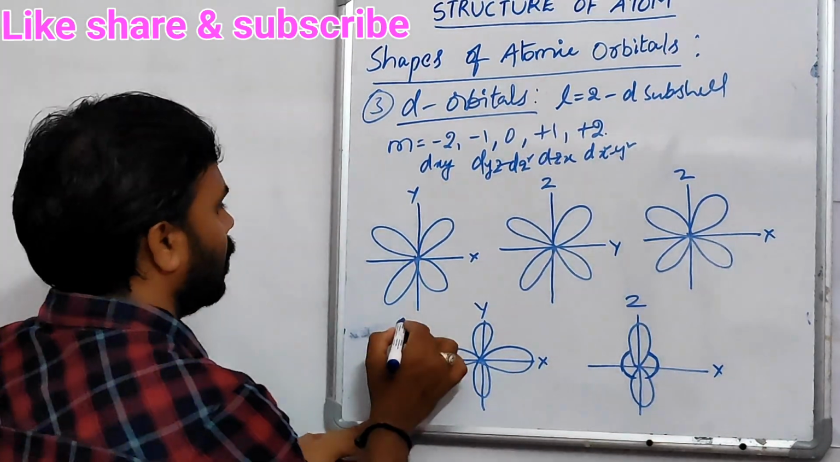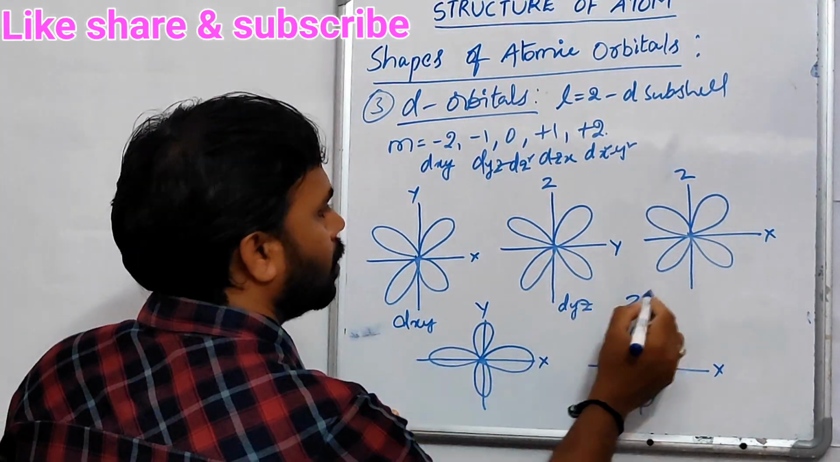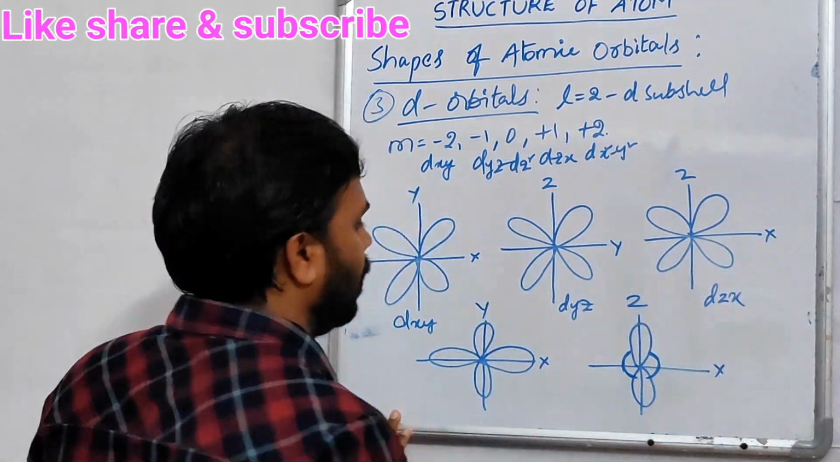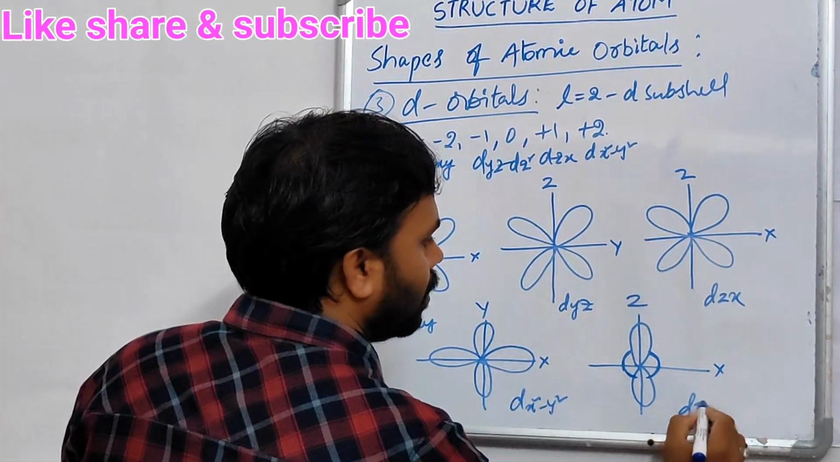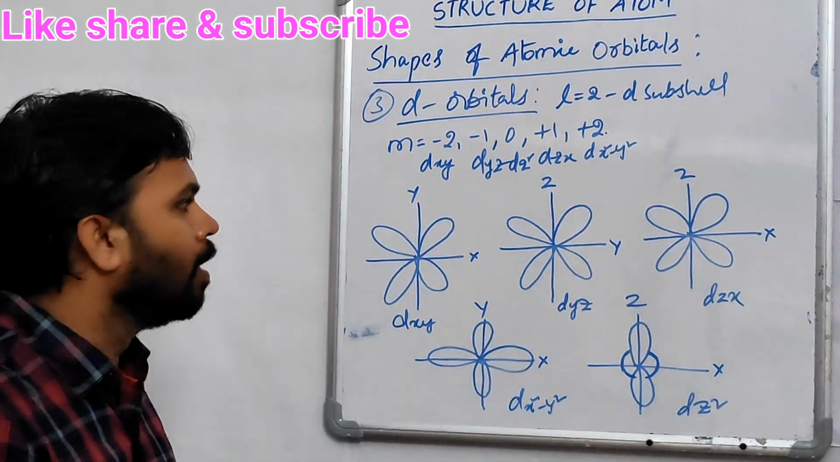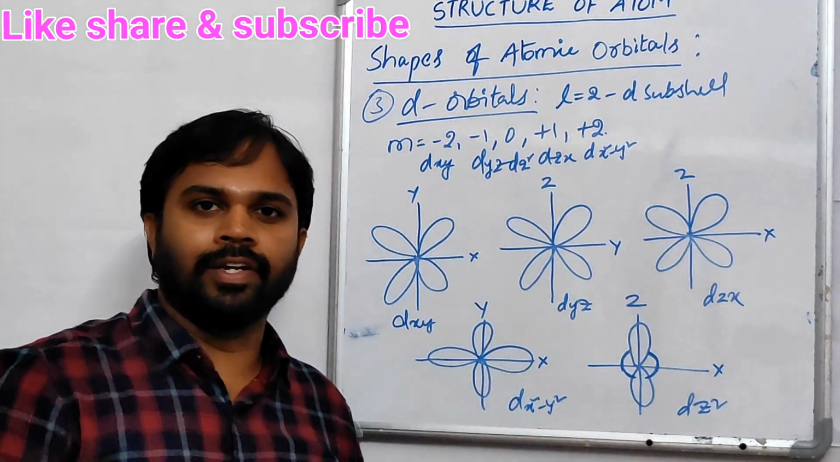This is called dxy orbital. This is dyz orbital. This is dzx orbital. This is dx square minus y square orbital. This is dz square orbital. These are also degenerate orbitals. The energy of these d orbitals are equal.